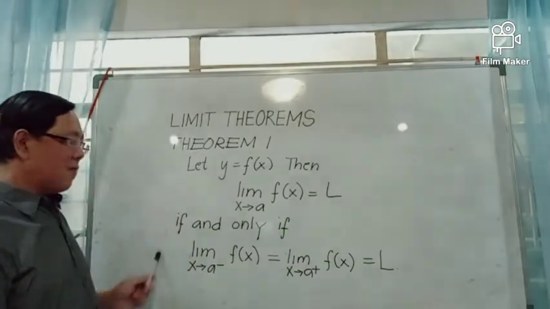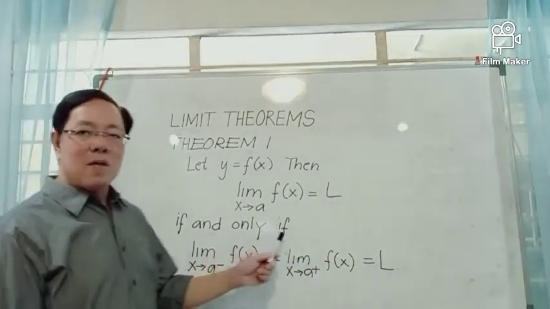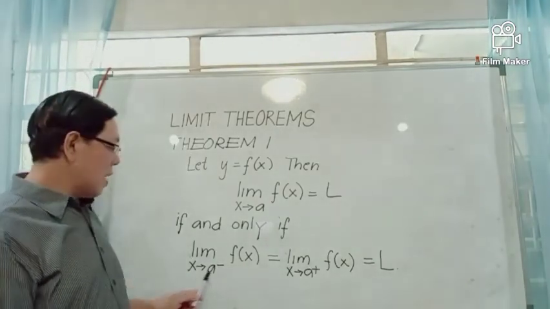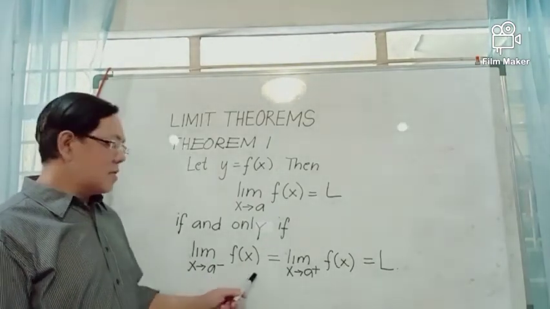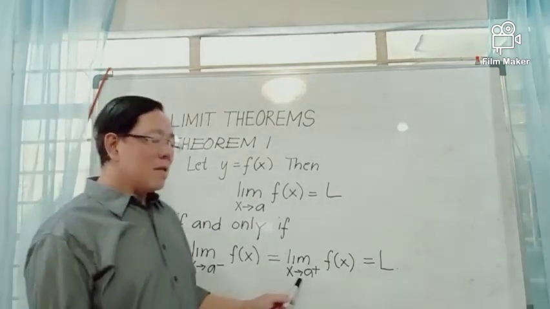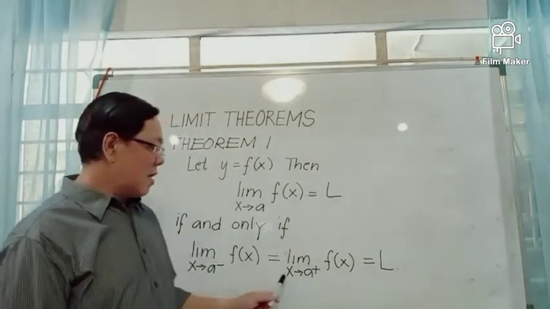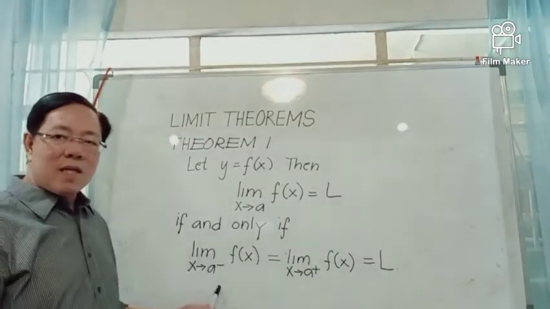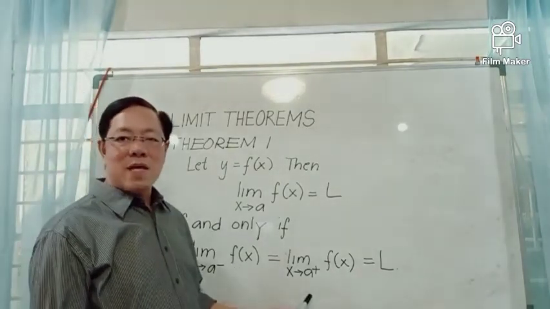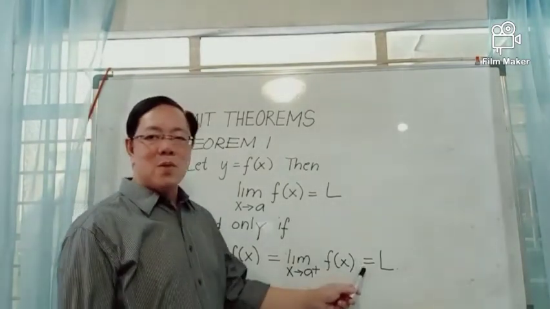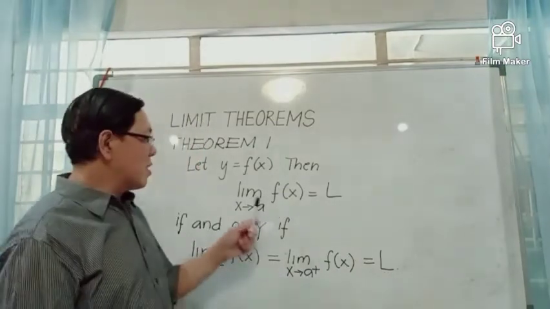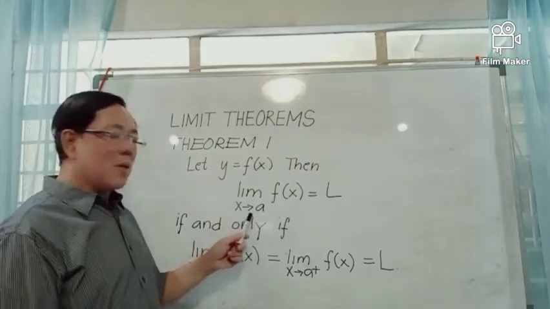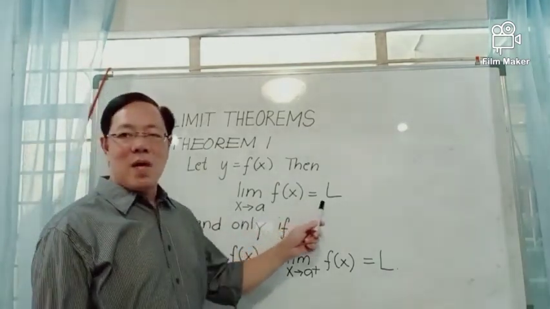The second part of this if and only if statement is that if the limit of f of x as x approaches a from the left, that is the left-hand limit, and the limit of f of x as x approaches a from the right, that is the right-hand limit, are both equal to L, then we can conclude that the limit of the function f of x as x approaches a is equal to L.